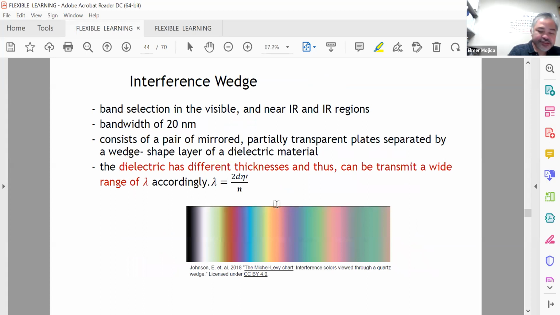Now, the interference wedge, on the other hand, is a band selection only possible in the visible, near IR and IR regions. And it has a bandwidth of around 20 nanometers. So it consists of mirrored, partially transparent plates separated by a wedge-shaped layer of dielectric material. So the dielectric has a different thickness and thus it can transmit a wide range of wavelengths according to λ equals 2dn' over n.